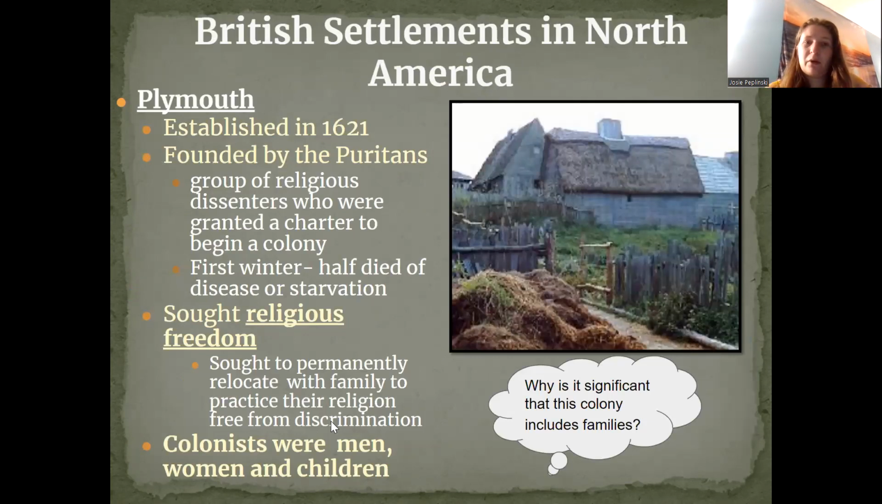Another colony that forms in North America by the English settlers is Plymouth. Plymouth is founded in 1621 by the Puritans. This is a group of religious people who were granted a charter to begin a colony, and they also faced hardships. In the first winter, half of the people died from disease or starvation, but still more settlers were happy to be there because of the religious freedom that came from this new place. They were looking to permanently relocate with their families so that they could practice their religion freely without discrimination.